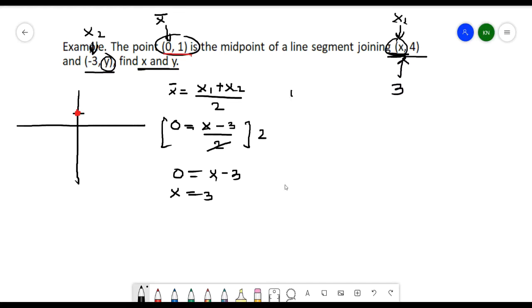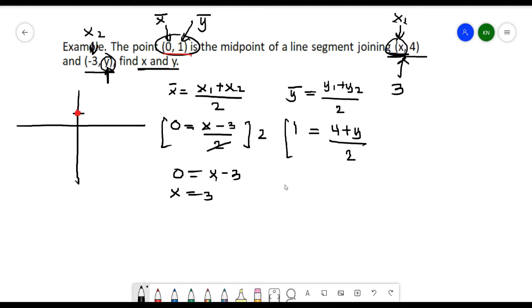Now, we need to find the value of this y. So from the midpoint formula, we have y sub 1 plus y sub 2 all over 2. Now, the midpoint of y is given to be 1. So we have 1 is equivalent to y sub 1, which is 4, plus the unknown y, and then divide that by 2. Same process, multiply both sides by 2. So we have 2 is equivalent to 4 plus y.